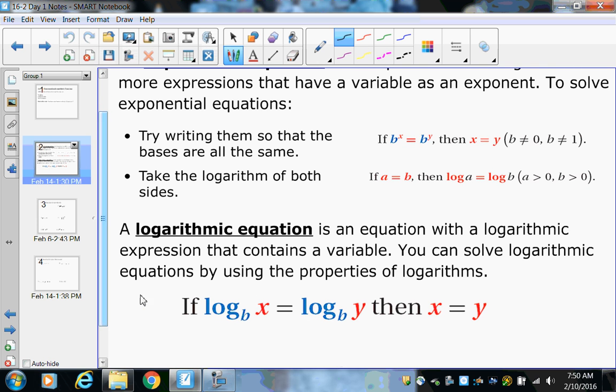Then the definition of a logarithmic equation is an equation with a log expression that contains a variable. And you can solve log equations by using properties of logarithms. So if the log base b of x equals log base b of y, then I know that x has to be y. The key thing here is that the logs have to have the same base.